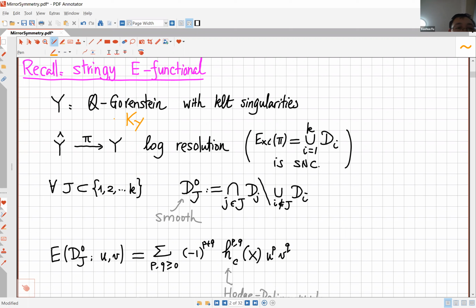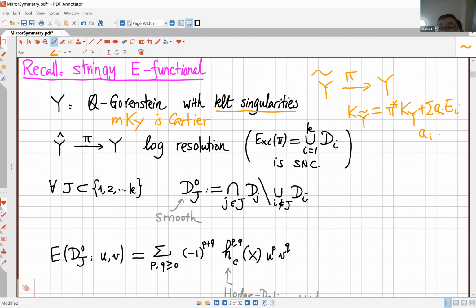K_Y is Q-Cartier. So there exists some positive natural integer m such that m times K_Y is Cartier. So this defines a line bundle on Y. And klt singularity means you take any resolution pi, and then you can write K_Y tilde is the pullback of K_Y plus the sum of a_i E_i, where the E_i are exceptional divisors, and klt means a_i is greater than minus one. So we will see why we need this condition.